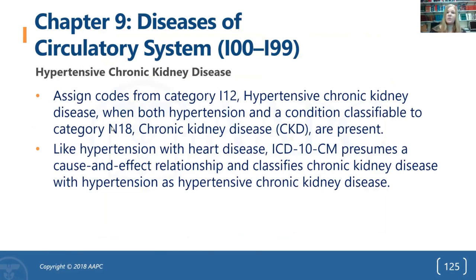The classification presumes a causal relationship also between hypertension and kidney involvement, as the two conditions are linked by the term with in the alphabetic index. These conditions should be coded as related even in the absence of provider documentation explicitly linking them, unless the provider documents something else that is the cause of that and that they're unrelated. If both hypertension and a condition from chronic kidney disease from category N18 are present, you would assign a code from I12, not the I10 hypertension, the I12 hypertension for hypertensive chronic kidney disease.